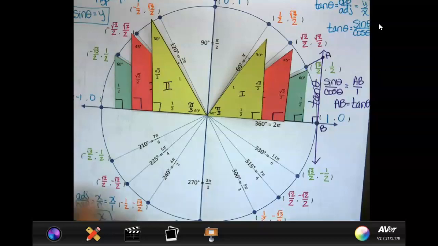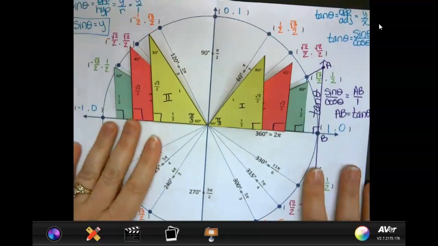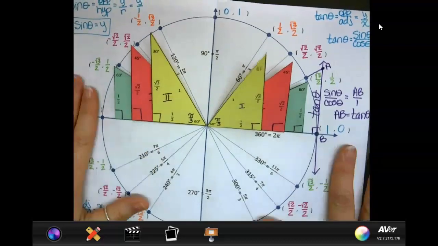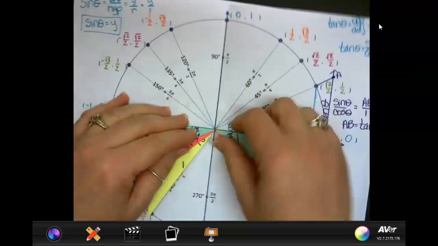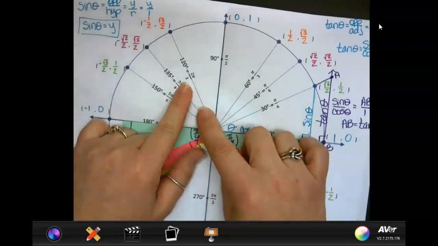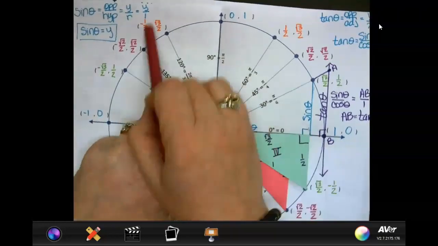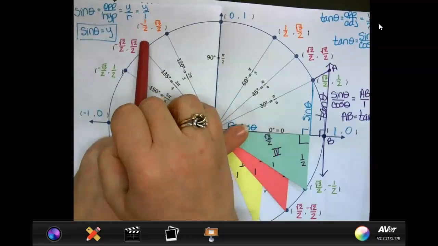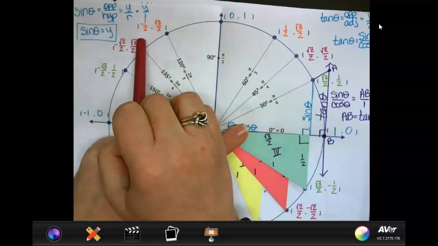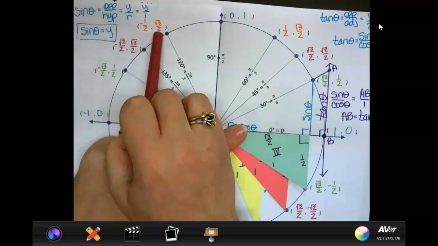So if I want the cosine of 2 pi thirds, okay, you can use your unit circle, find 2 pi thirds. What is the cosine of 2 pi thirds? Negative 1/2, because look, here's 2 pi thirds. Here's my ordered pair. The cosine value is the x value, so it's negative 1/2. Make sense? What is the sine of 2 pi thirds? Square root of 3 over 2, right?